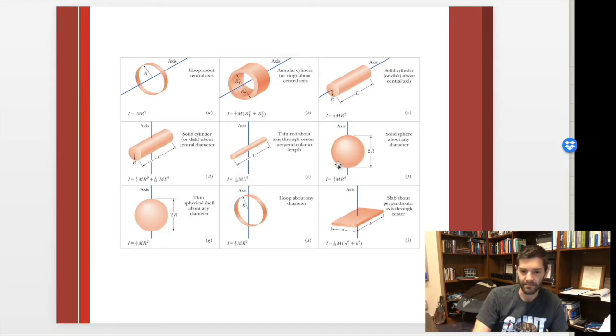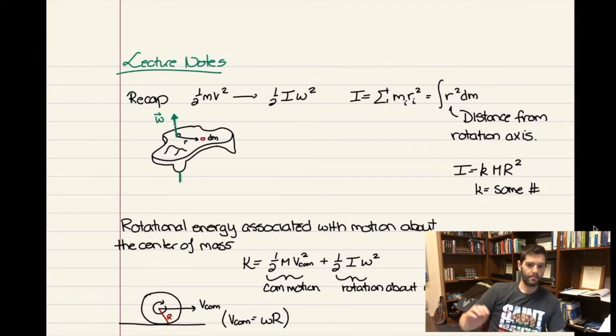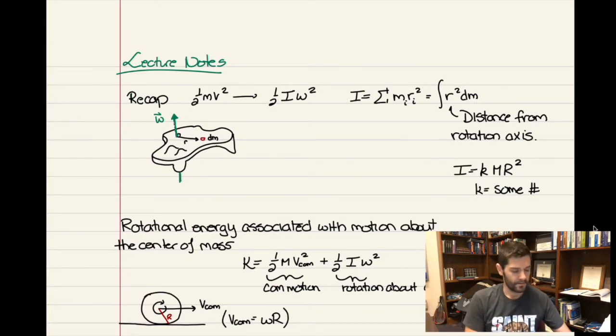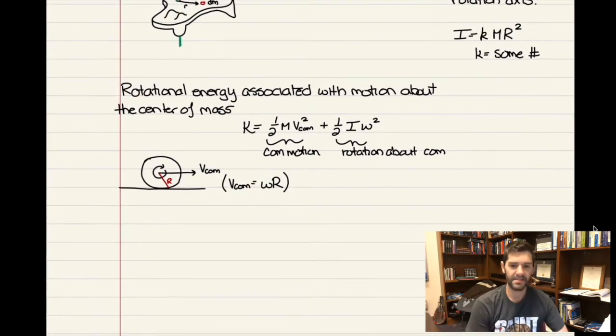Similarly for the sphere, the radius plays the characteristic role. So it's m r squared with some number. Same thing for a shell, a hoop, rods, slabs. So this can be important because this gives us another form of energy that we can write down.